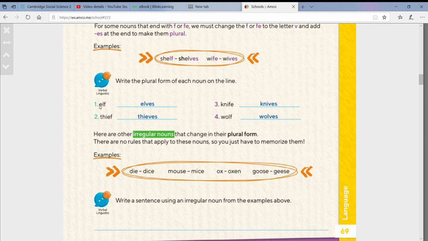Now, let's have a look at these examples. Number 1, elf. 1 elf becomes 2 elves. 1 thief, 2 thieves. 1 knife, 2 knives. 1 wolf, 2 wolves. Okay, if you have it good, give yourself a tick. If you have it bad, put a cross and write the word again.